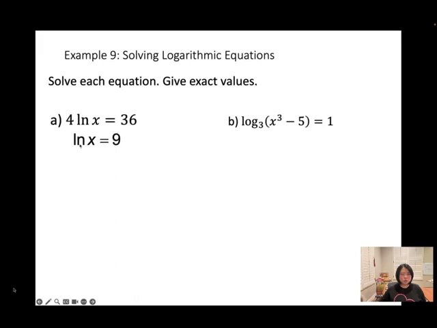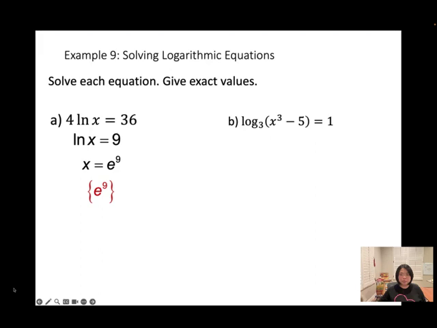We try to rewrite it as an exponential function. So remember, what's the base here? The base is going to be e, right? So we have x equal to e to the power of 9. Use your calculator, or you could just keep this as your final answer.